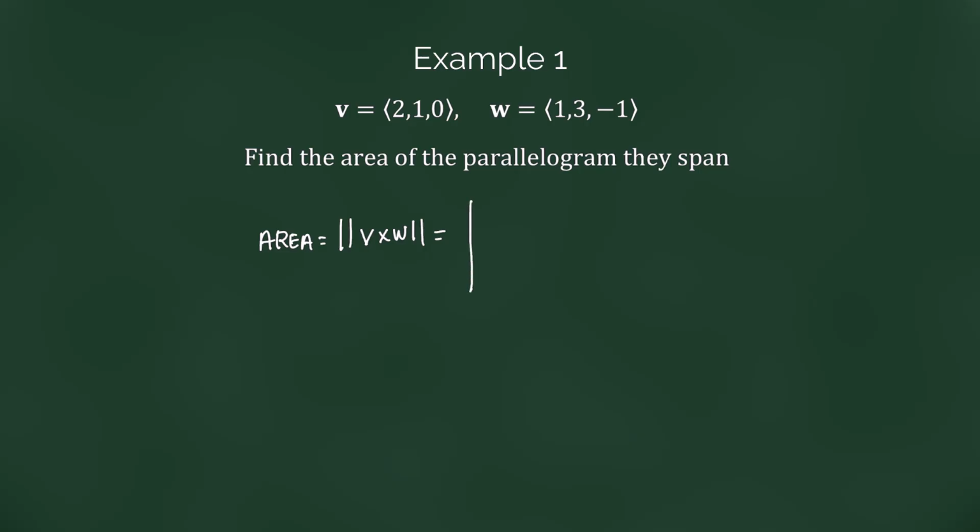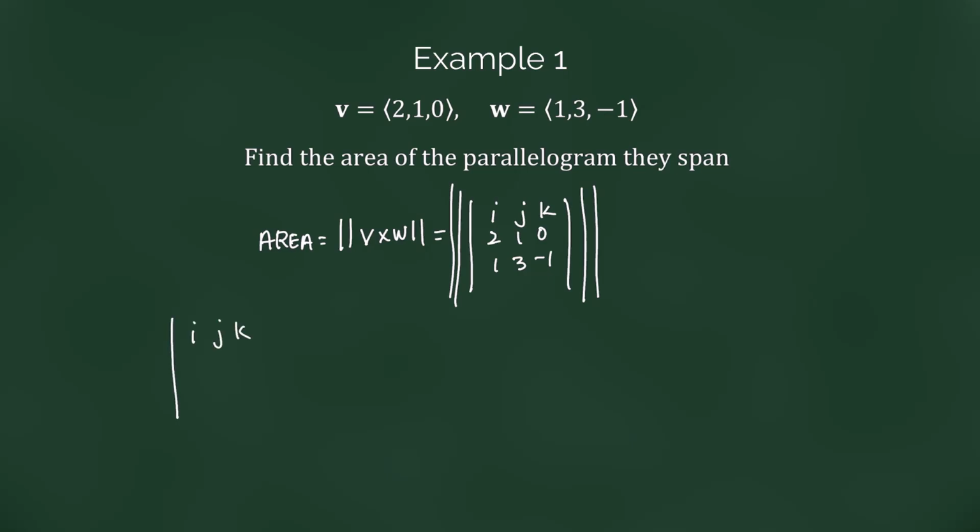And so we'll just take the cross product and then we'll take the magnitude of that. So I'm going to have a lot of straight lines here to indicate I'm taking the magnitude of the determinant, which is going to give us a vector 2, 1, 0 and 1, 3, negative 1. So I'm going to just work on the cross product itself here, and we'll do the magnitude second.